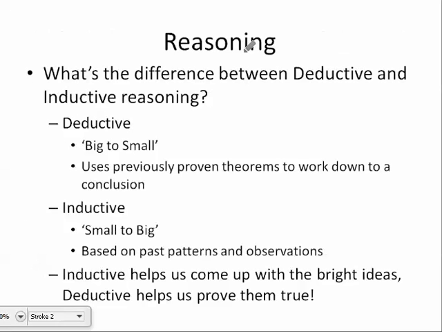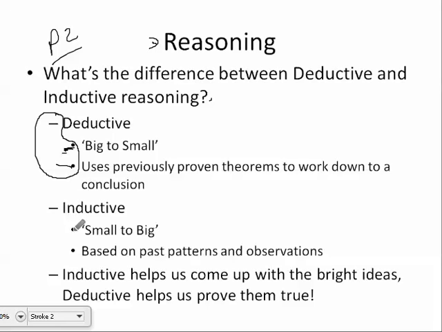And you just have to realize what is a part of a proof and what's not a part of a proof. Okay? Reasoning. Reasoning is the difference between deductive and inductive reasoning. We have to know those two differences. There was a part 2 question in Unit 2 that asked you what's the difference between deductive and inductive reasoning. Deductive goes from being big to small. It uses previously proven theorems to work down to reach a conclusion.